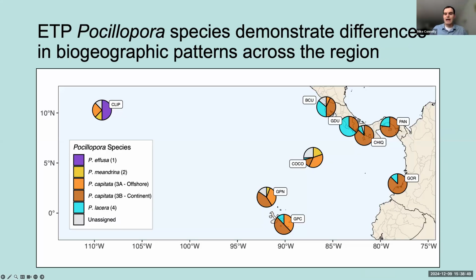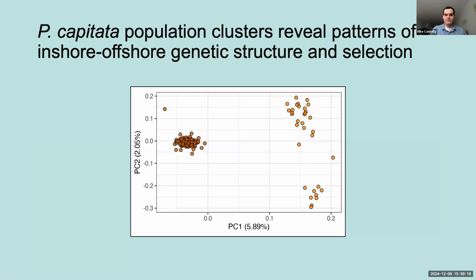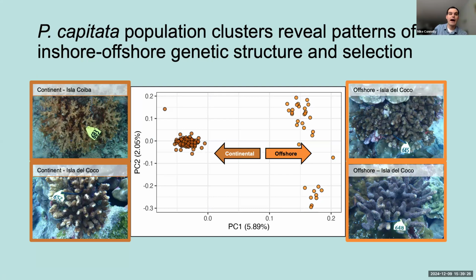Lastly, there were some biogeographic patterns that emerged when we examined which species are present at which locations. The continental sites were dominated by our Pocillopora capitata and lacera lineages. So cluster 3B was dominant along the continent, whereas there was a lineage of Pocillopora capitata 3A that occurred at our offshore sites of Isla del Coco, the Galapagos, and Clipperton. When we look at the variation between these offshore and continental Pocillopora capitata lineages, we observe very high morphological plasticity within and between the lineages, and a clear signature of genetic differentiation between these populations.